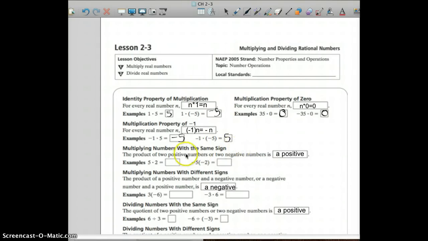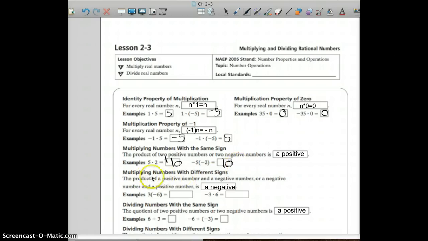Okay. Multiplying numbers with the same sign. The product of two positive numbers or two negative numbers is a positive. So this tells us that a positive number times a positive number is going to leave us with a positive number. In this case, it's going to be a positive 10. A negative number times a negative number, it's kind of like two wrongs make a right. Well, in this case, we get a positive 10 again.